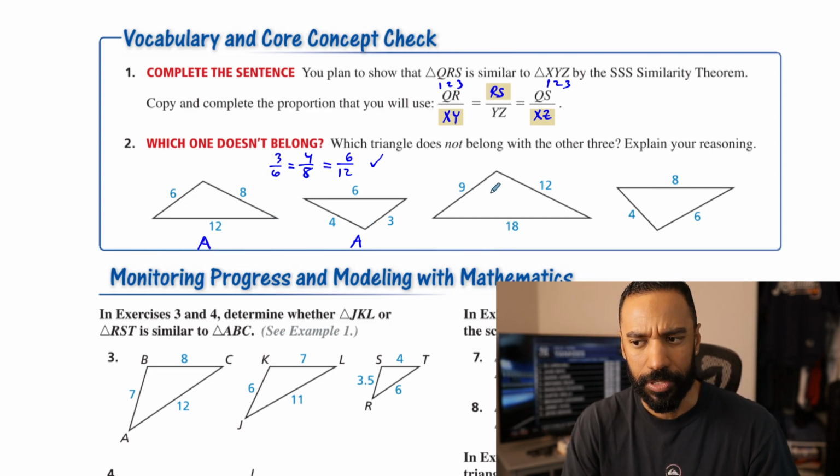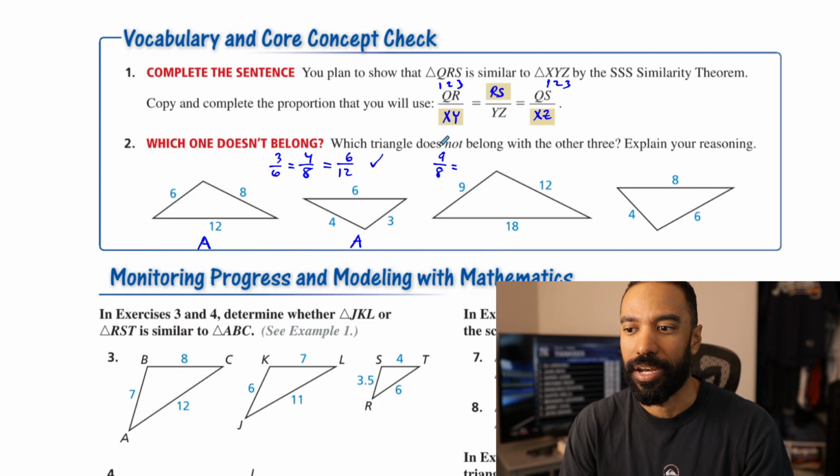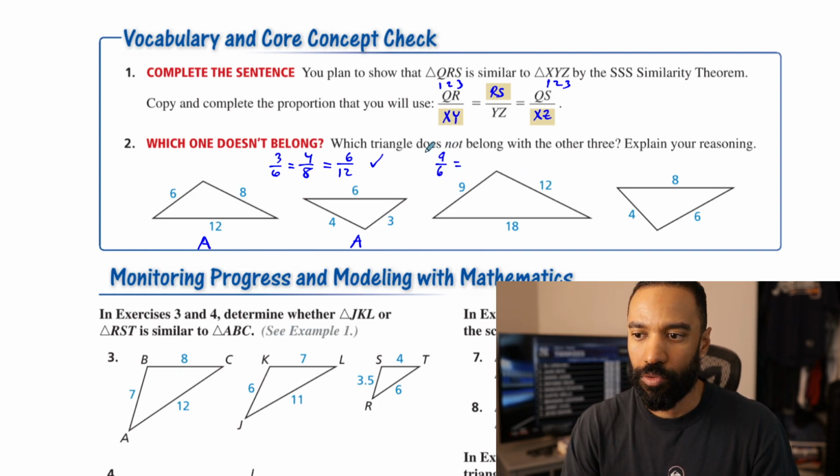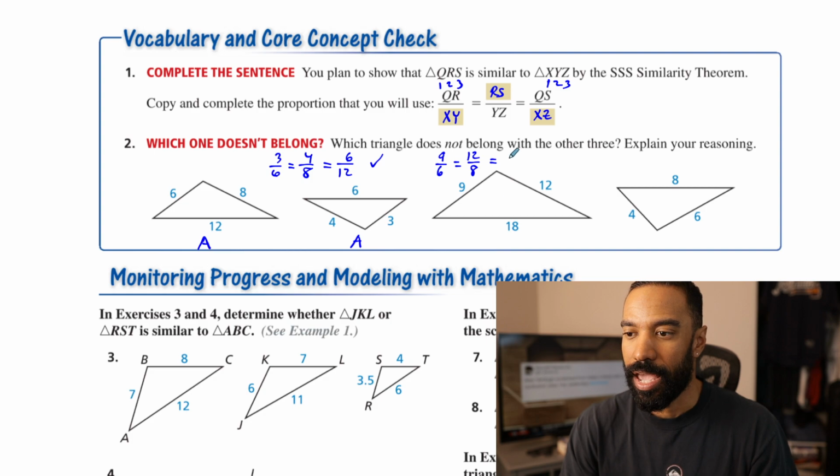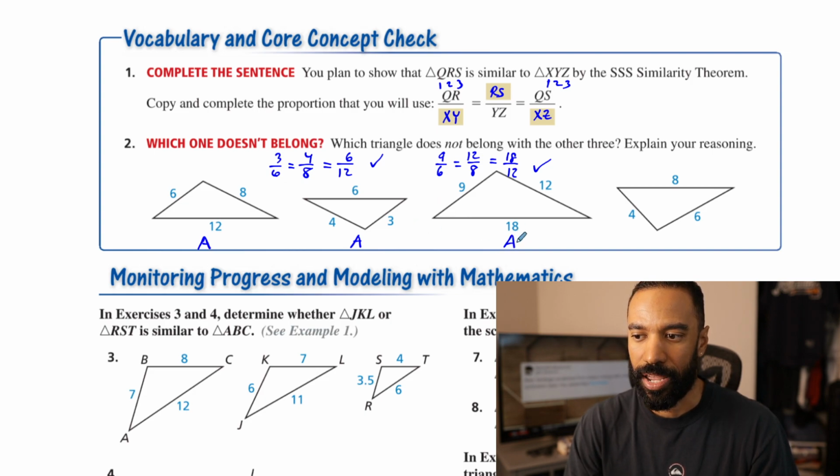They didn't do any side angle side on these sets. 9 is the shortest side here. Test that against 8. Interesting test. 9 is to 8 as 12 is... Oh, I'm sorry, 9 and 6. 8 is not the shortest side. That makes more sense. 12 over 8. By the way, these are both 3 over 2, 3 over 2, 1.5. And 18 over 12, that's also 3 over 2. That one also checks out. So this is another A.